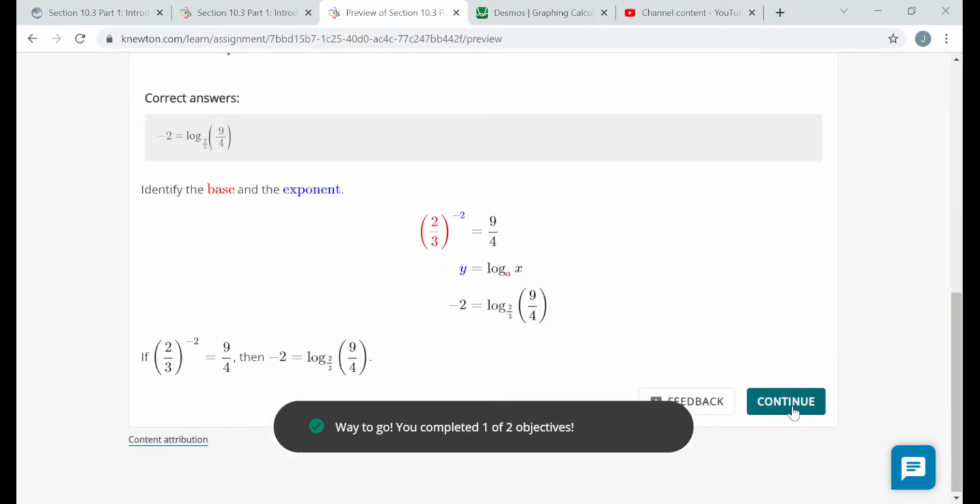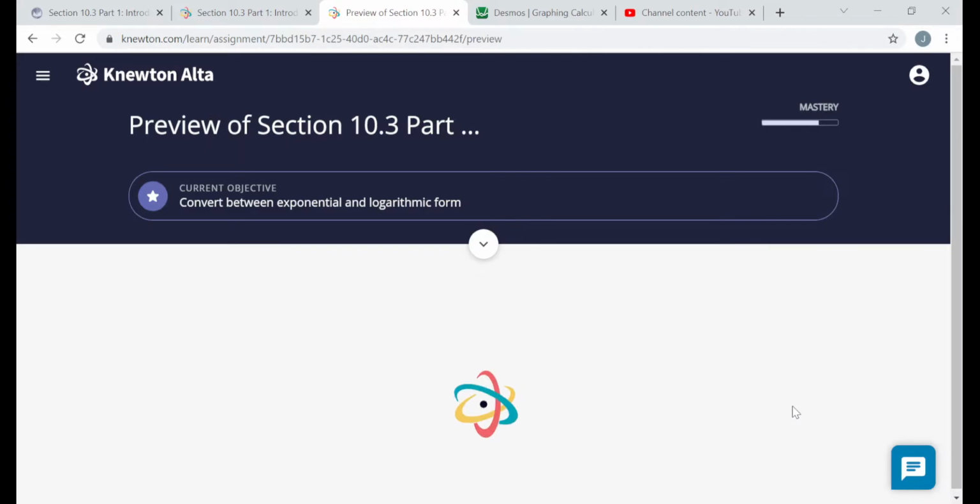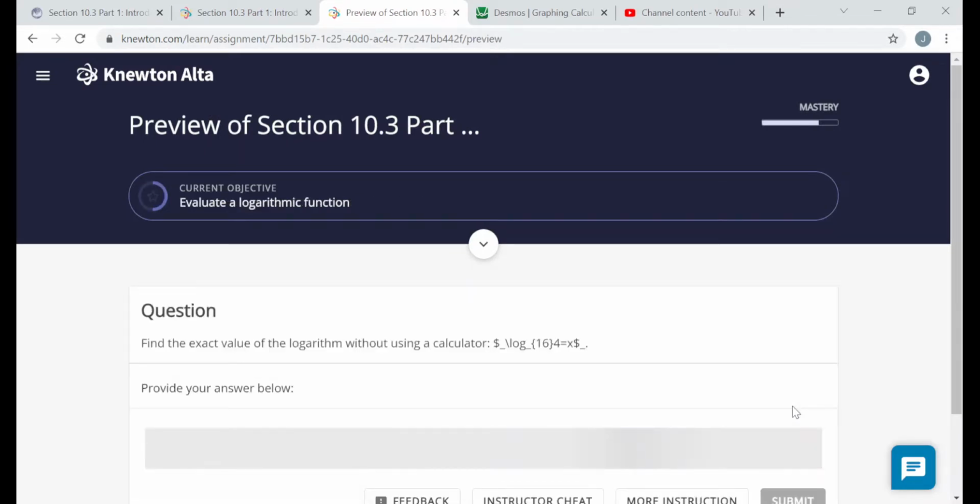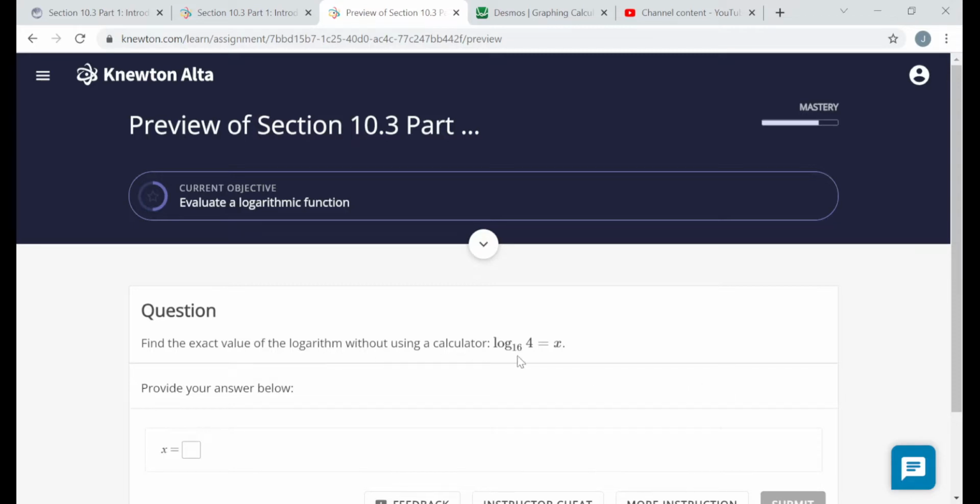Okay, and then we're back. The last couple questions should be on evaluating a logarithm. So again here, they're saying the log base 16 of 4 equals what? So 16 to what power would be 4? Well, that would be to the half power. The square root of 16 is 4. Remember, square root was the half power, 1/2 power. But I'll do this another way. I'll actually do it on paper.